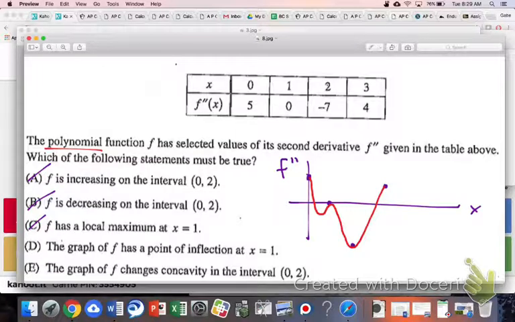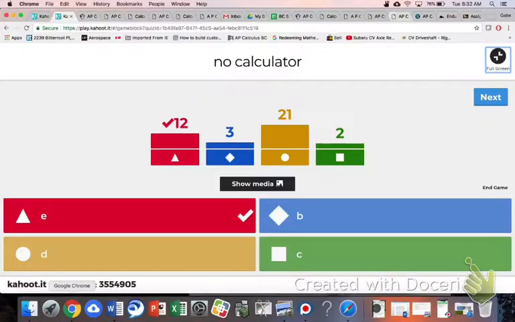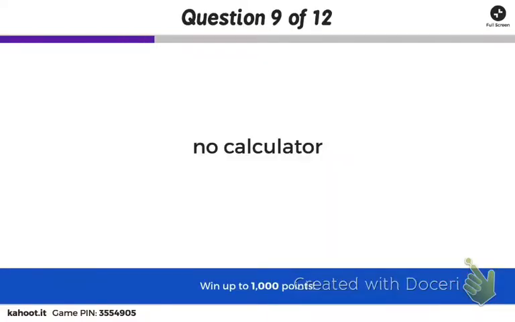Okay. Let's see what our leaderboard looks like. All right, it's still super close. All right, this is question 9. We only have 4 left.